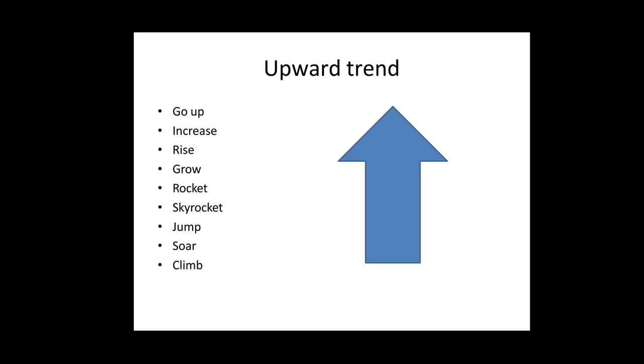Now we will see the upward trend. Language wise, what are the words we have to use for the upward trend? Upward trend means the data or the percentages are going in an upward direction. So what words do you have to use? It is simple. The examples I have given are go up, increase, rise. These are the words that you have to use while describing upward trends in your graph.